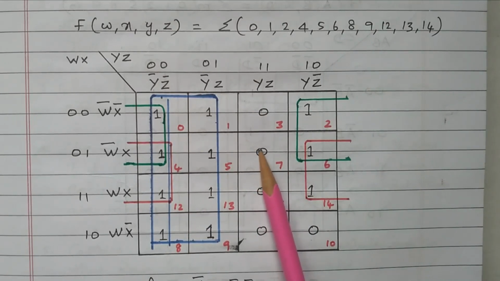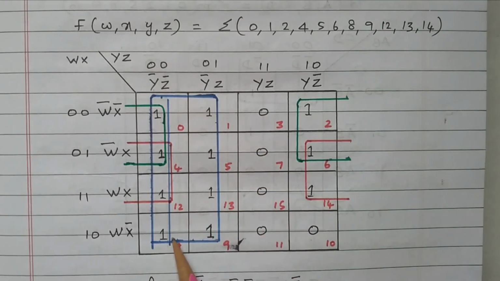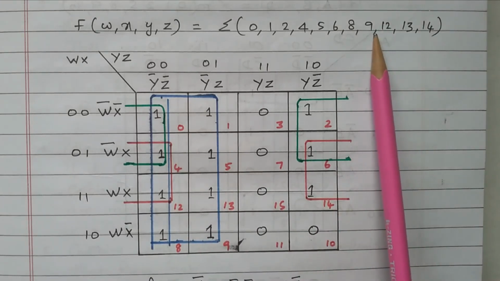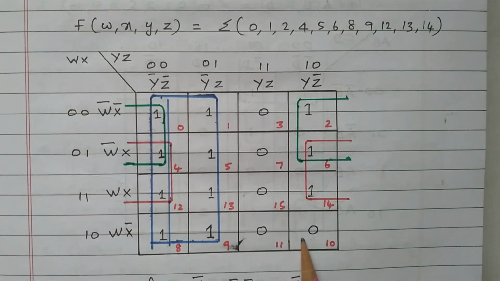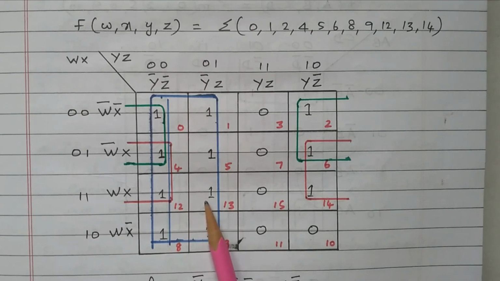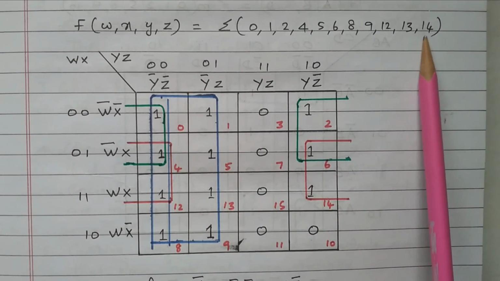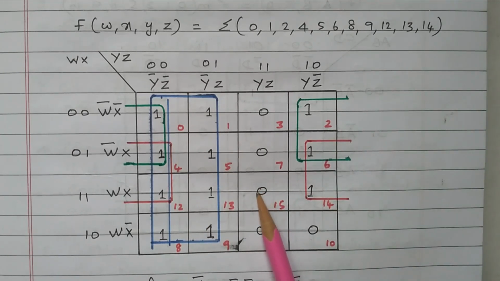Then 8 is available, 9 is available. 10 and 11 are not given. After 9, 12 only, so 10 and 11 are not available and are marked as 0. Then 12 is available, 13 is available, 14 is available. 15 is not given, it is given up to 14, so it is marked as zero. These 5 terms are marked as zeros.